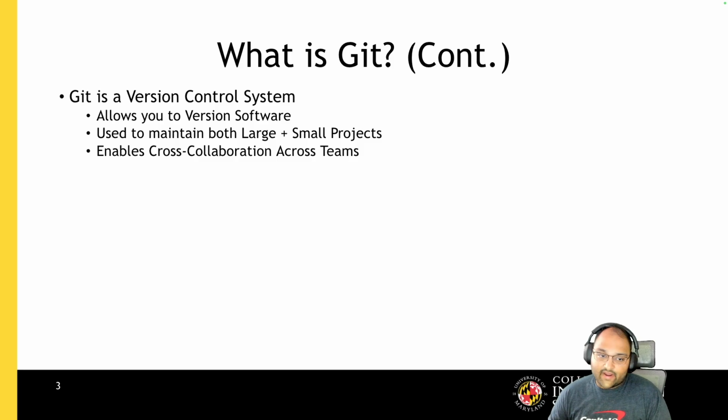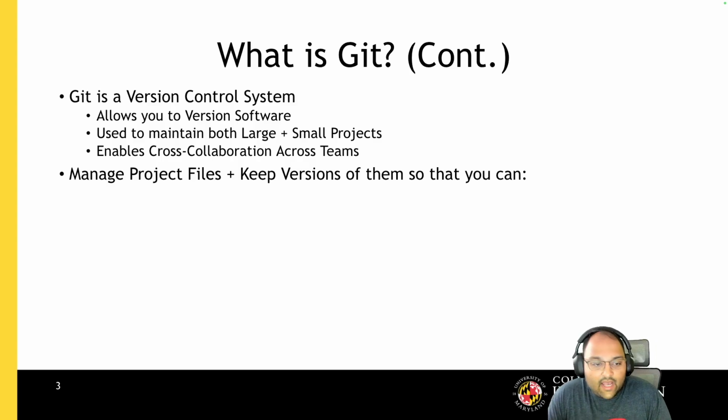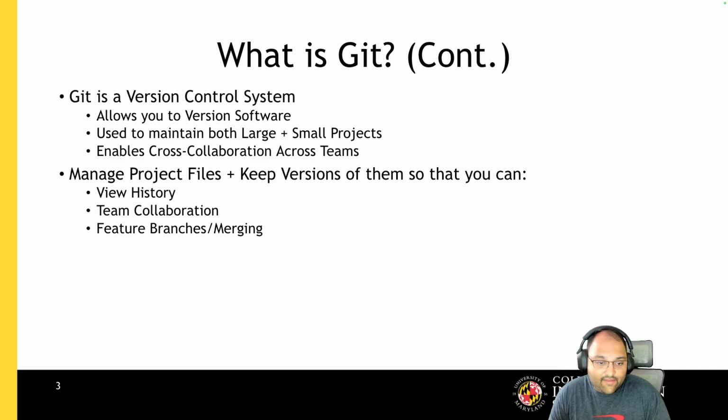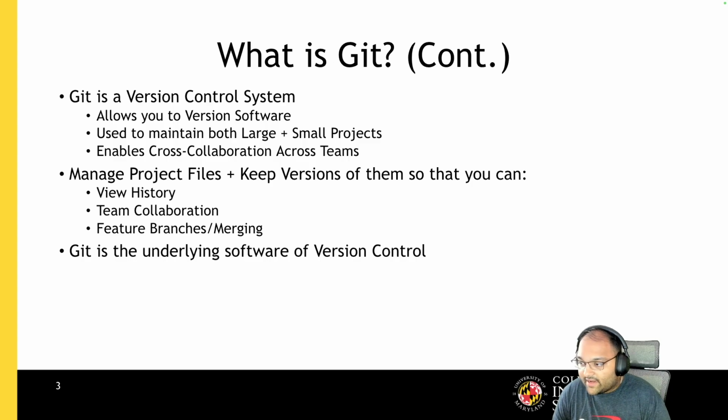Because if you think about it, if one team is working on one piece of the app and another team is working on another piece of the app, how do you maintain that and make sure that everything is in sync? So Git basically allows us to manage project files and keep versions of them so that you can, one, view history, two, collaborate with the team, and also it introduces a concept of a feature branch and merging, which we'll talk about, right?